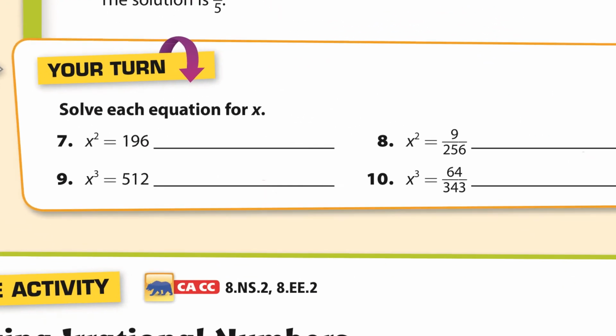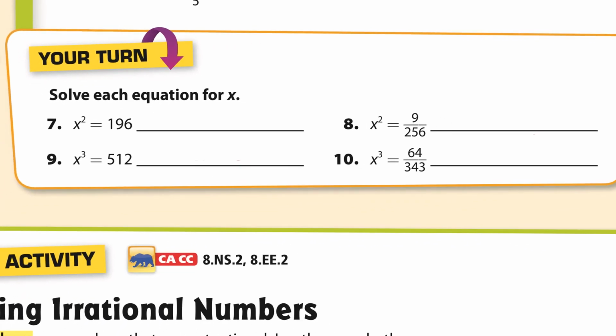Okay, so pause the video and see if you can come up with the answers to these 4 questions. Okay, so what times itself is 196? I believe that's 14. It could be positive 14 or negative 14, so that's plus or minus 14.